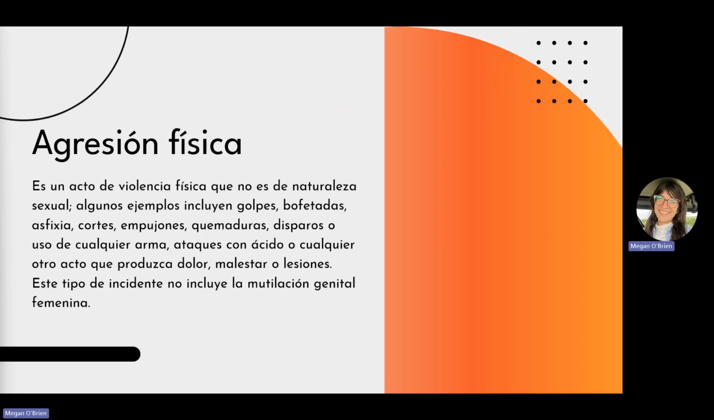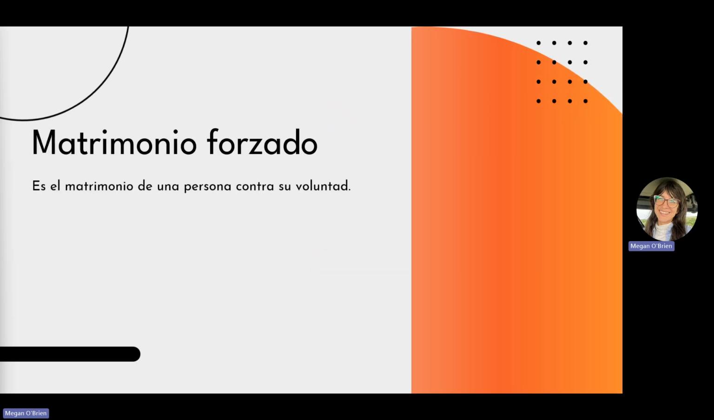Physical assault is an act of physical violence that is not sexual in nature. Examples include hitting, slapping, choking, cutting, shoving, burning, shooting or use of any weapons, acid attacks, or any other act that results in pain, discomfort, or injury. This incident type does not include female genital mutilation or cutting. Forced marriage is the marriage of an individual against her or his will.